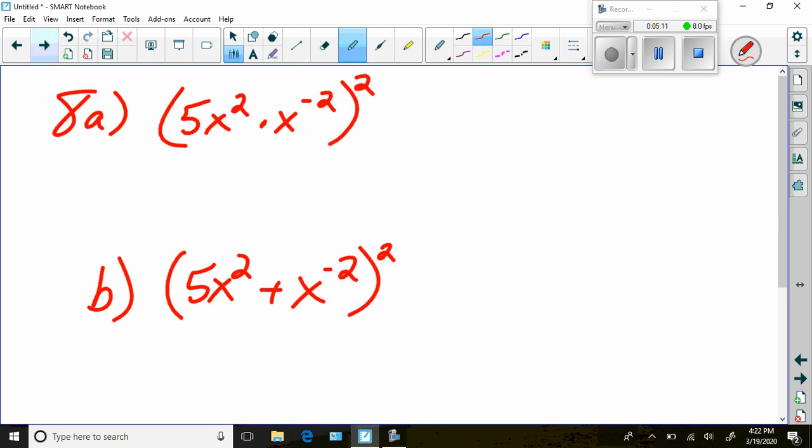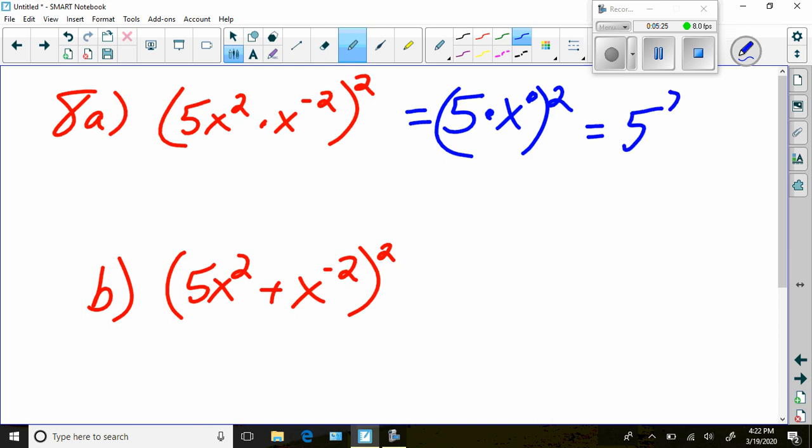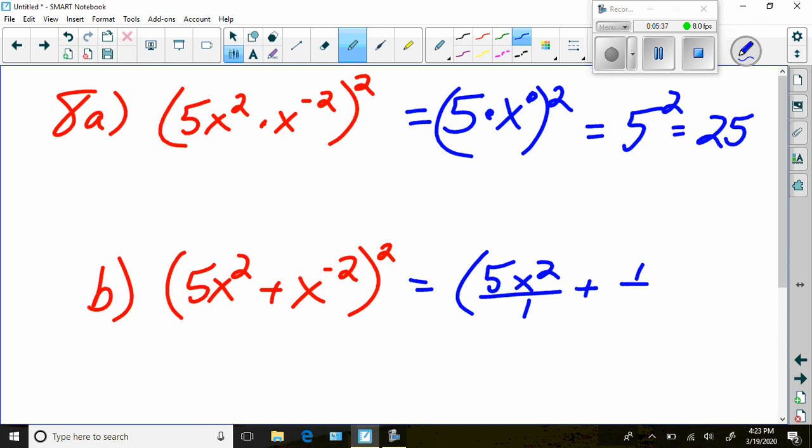Next, 8a. This is 5 times x to the 0 squared. X to the 0 is 1, so it's really just 5 squared, which is 25. This one's tougher again. So this is 5x squared over 1 plus 1 over x squared.